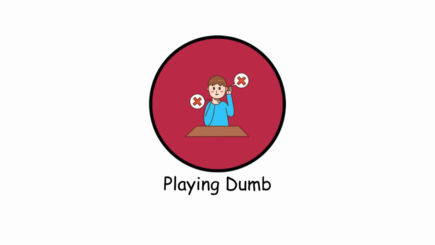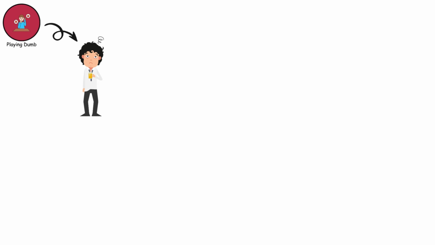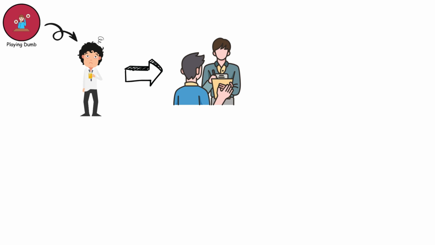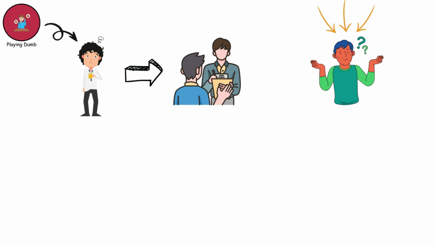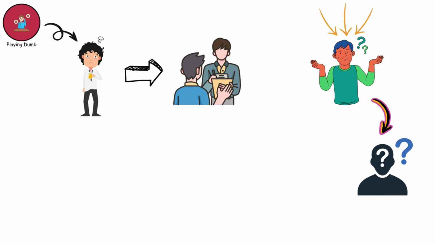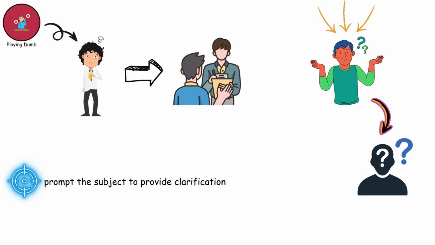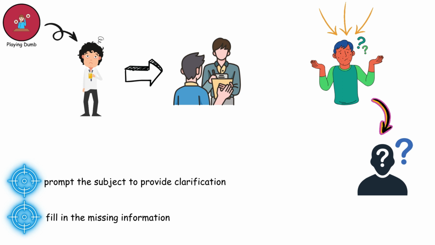Playing dumb. This technique involves feigning ignorance or incompetence to elicit information from the subject. Interrogators may pretend not to understand certain details or act as if they are unaware of key facts related to the investigation. By playing dumb, interrogators aim to prompt the subject to provide clarification or fill in the missing information, potentially revealing incriminating details or inconsistencies.